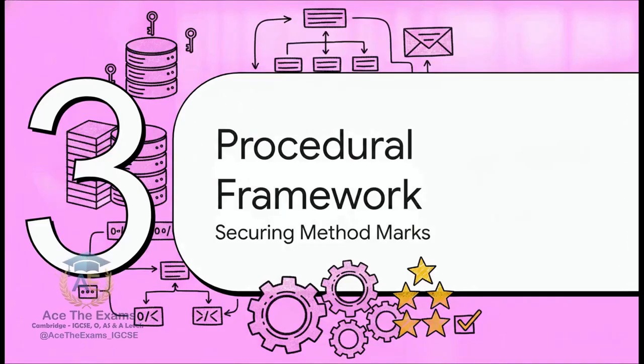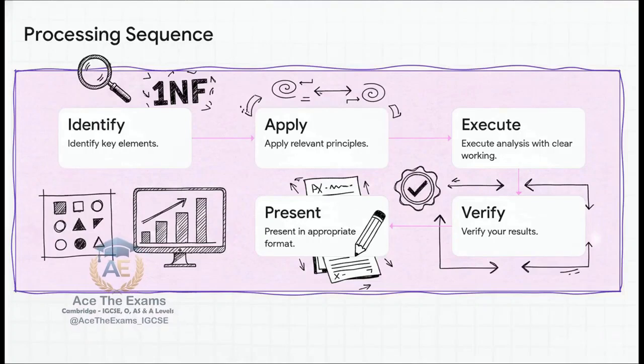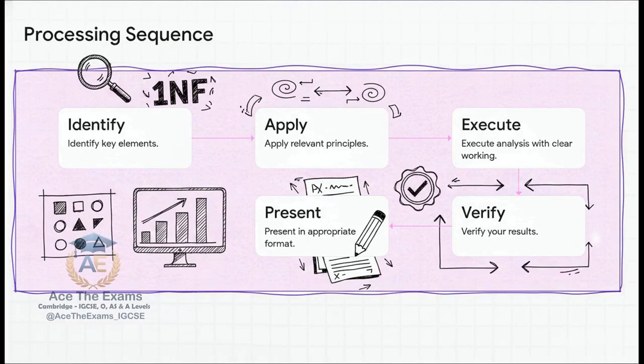Now let's move to Level 3, the procedural framework. With the PEEL theory locked into your mind, let's see how this builds into an exact procedural framework to secure those all-important method marks. We are moving from theory to execution. This standardized 5-step sequence is literally your algorithmic lifeline during a high-pressure exam. It ensures you don't miss a single step in your problem-solving decomposition.